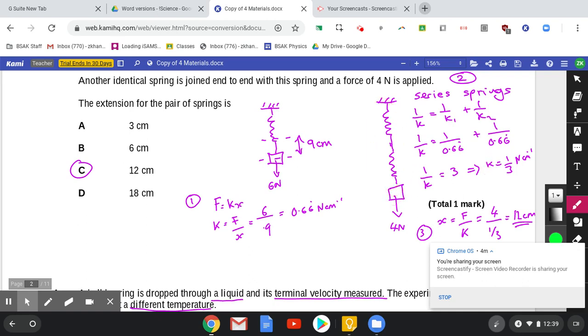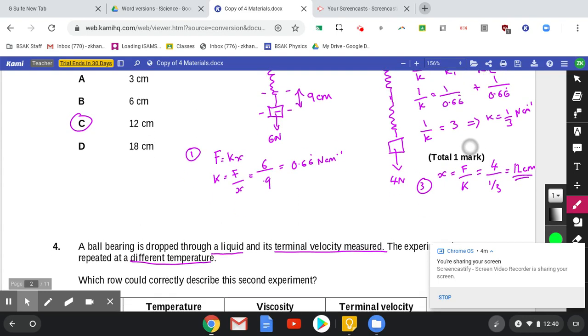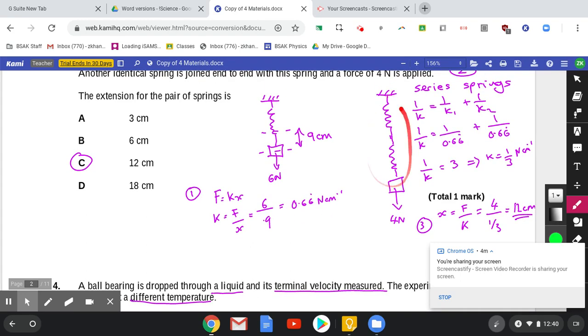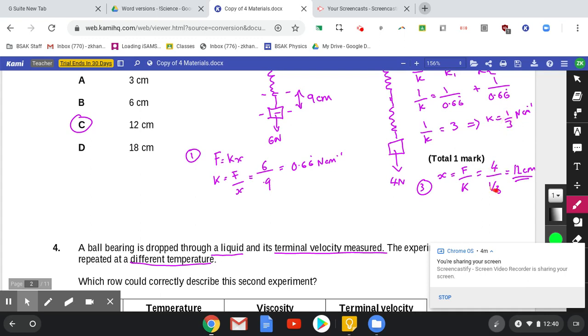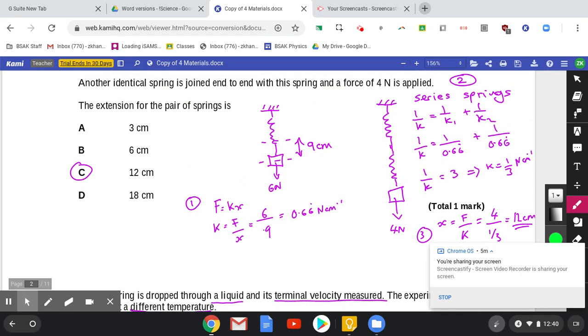So that K now is the overall force constant of 2 of those connected together. Individually, they still have that force constant. Now, why have I done that? Now I can use F equals Kx again here. Here I've got the force of 4 newtons. Okay, and now rather than use K as 0.66, I need the overall force constant for this system. So I've worked that out to be a third. So it'll be 4 over a third, and that's 12 centimeters. Okay, now that's one way of doing it. If you found another way of doing it, that's absolutely fine.